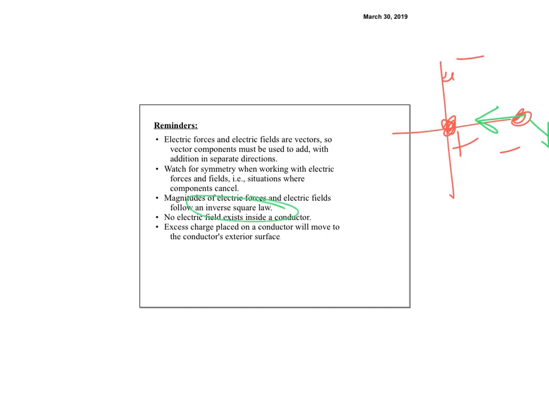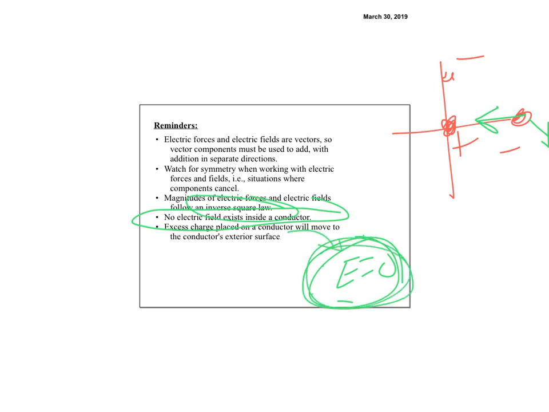We said that a couple times. Oh, this one's important to remember: no electric field exists inside a conductor. So if I was looking inside a conductor, the E field inside here is always going to be 0, as long as this is a metal. It has to be a conductor. If it's not a conductor, it doesn't work. And excess charge placed in the conductor will move to the conductor's exterior. So the positives would all be out here, or the negatives or whatever, and then the E fields all cancel in the center.